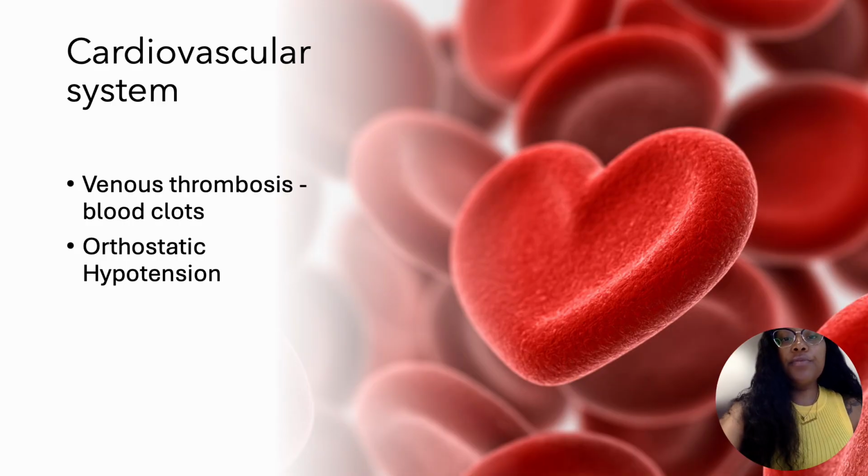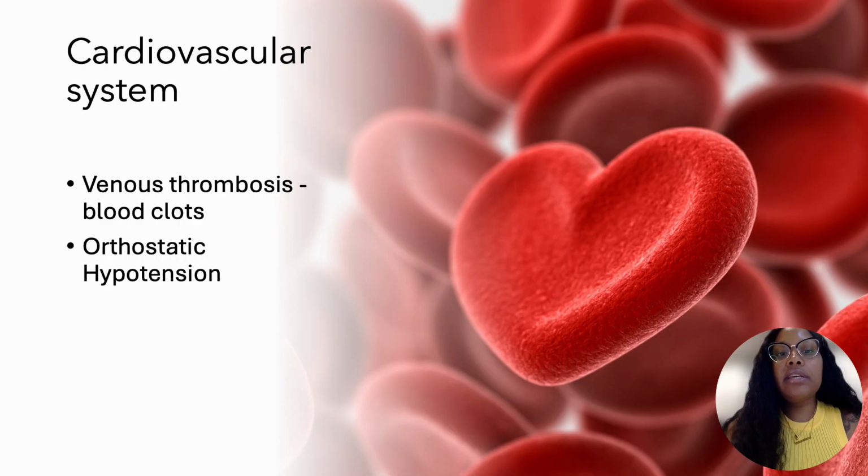All right, so the first one we're going to talk about is cardiovascular disease. How does a patient being immobile put them at risk for cardiovascular diseases? The first one we're going to talk about is venous thrombosis, which is a blood clot. This happens when there is a slowing of your blood flow and the blood then starts to clot together. What I think of it as is traffic.